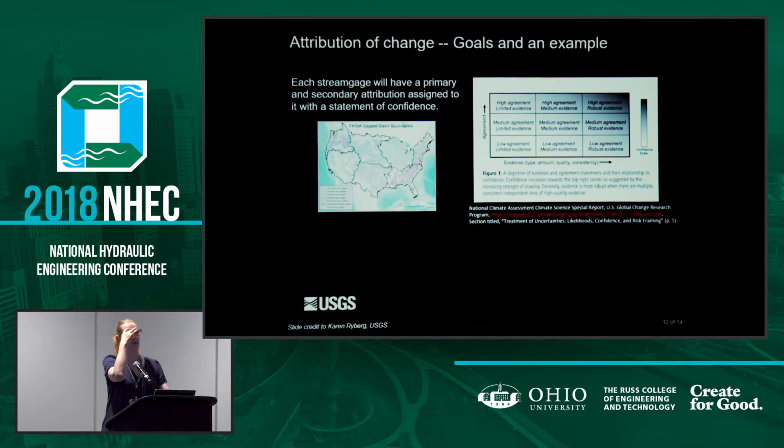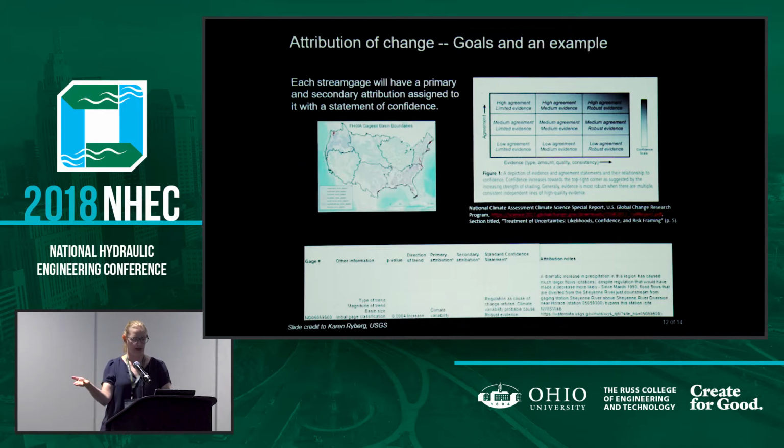This is just an example. We're kind of knee deep in the middle of this attribution exercise right now. But the goal is going to be a table that looks something like this. This is just an idealized table where you'll have a list of gauges for every region. You'll have other information, what the trend was, the direction of the trend.